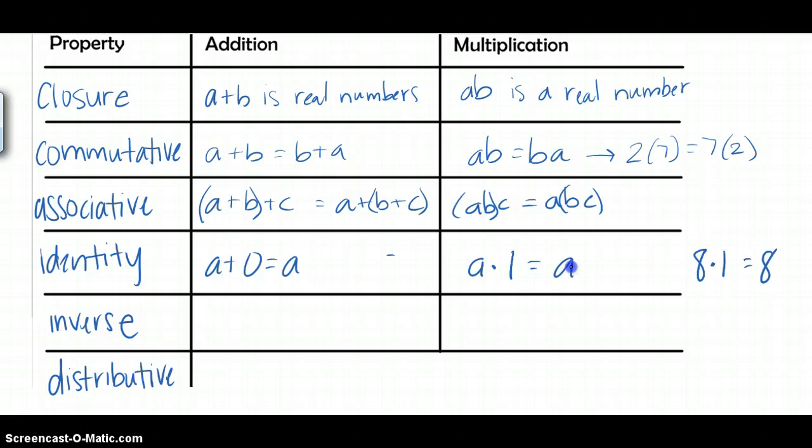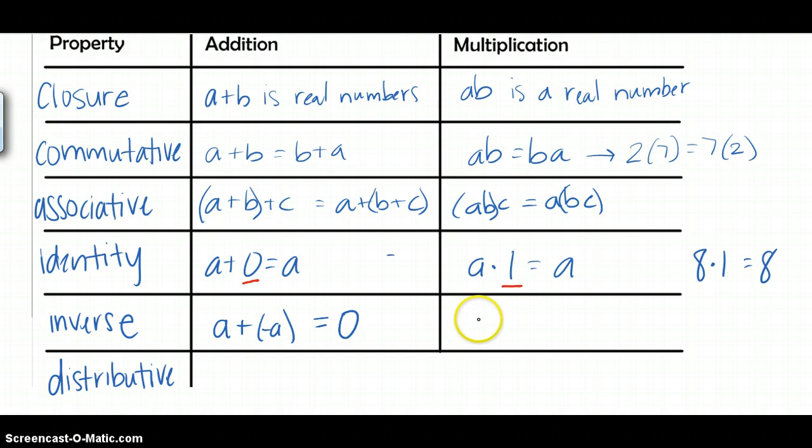That's the identity property. In the inverse property, you're trying to get to the identity. So in addition, our identity was 0. In multiplication, our identity was 1. So if we look at the inverse in addition, we're trying to get to 0. So what do I add to A to get 0? Think about if you had 1, what do you add to 1 to get 0? Well, you would add negative 1. You would add just the negative A.